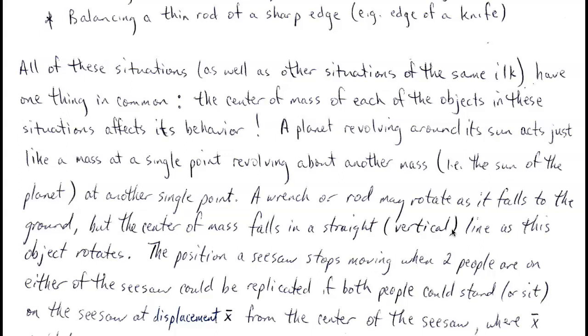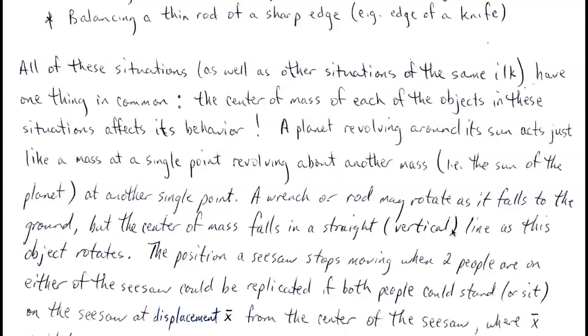So for instance, a planet revolving around its sun acts just as a mass at a single point revolving around another mass. In this case, if the Earth is the original mass, then the sun would be the other mass. Now, a wrench or a rod, like I said before, if we let it go and watch it fall in slow motion, we would see that even though it's falling vertically to the ground, it is actually rotating about its center of mass.